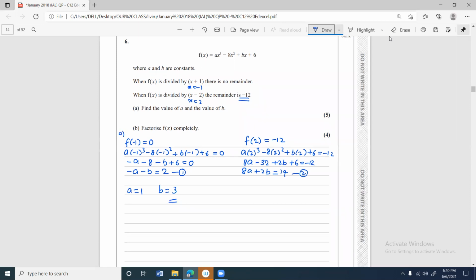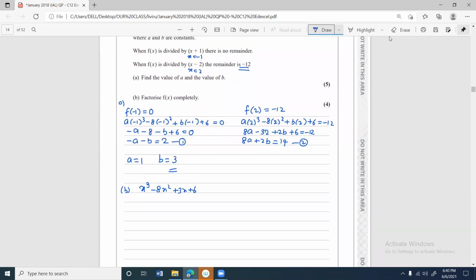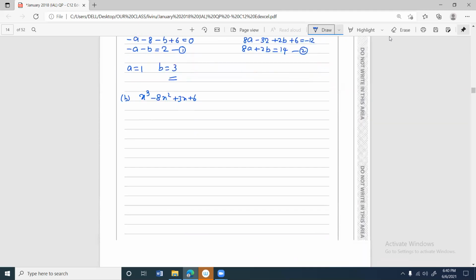Part B. Factorize f(x) completely. Now you know that f(x) turns out to be, with a as 1, x cubed minus 8x squared plus 3x plus 6. Now you need to factorize it. We cannot straightforwardly factorize a cubic expression, but we know that x plus 1 is a factor, since dividing by x plus 1 leaves no remainder. From the first factor, let's try to divide and see what happens.